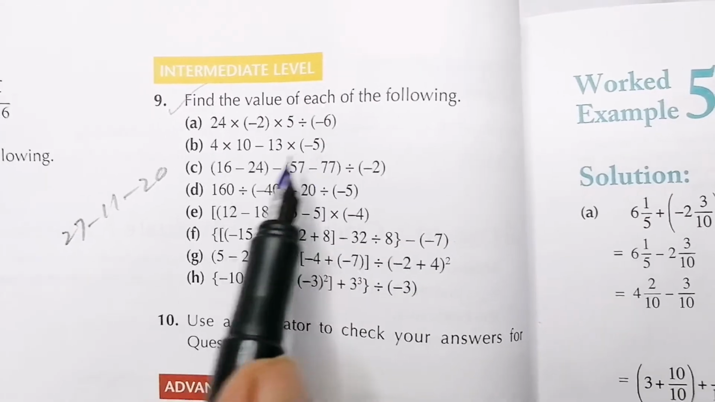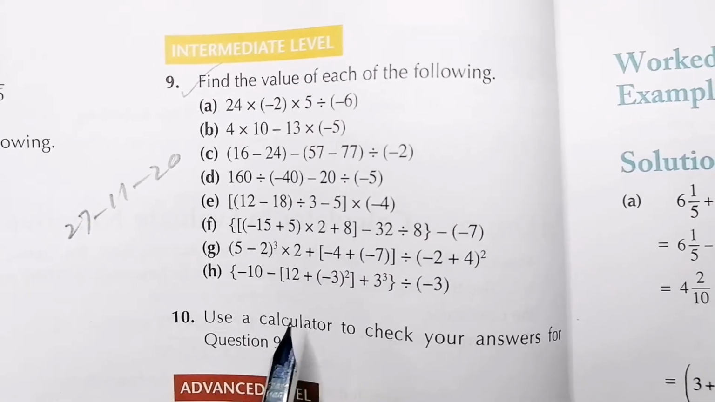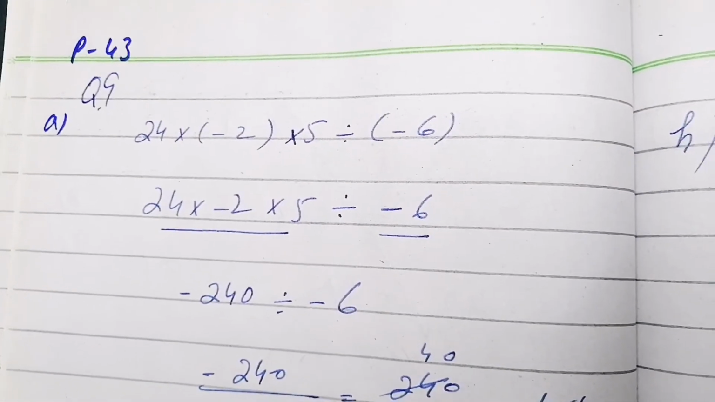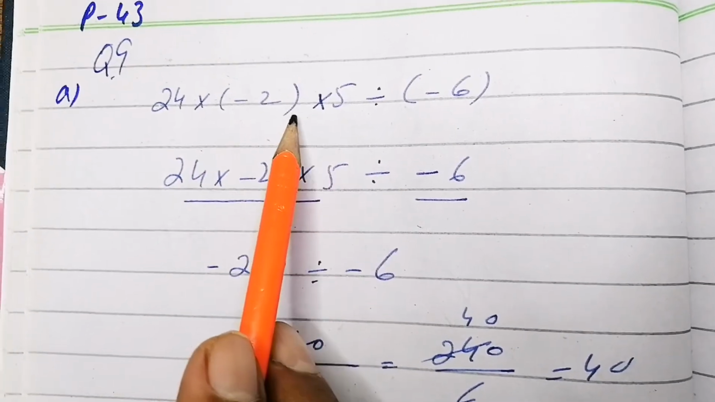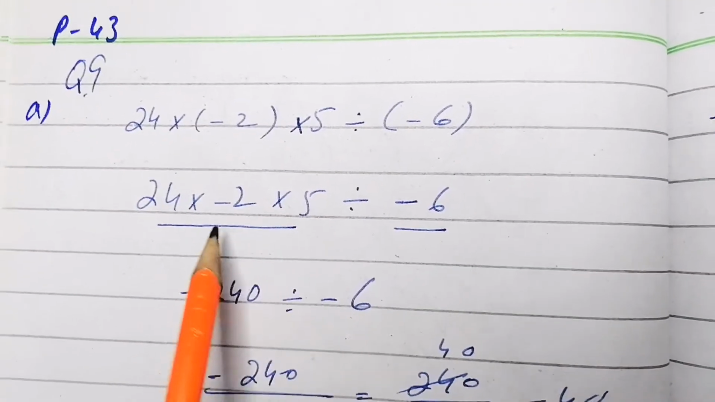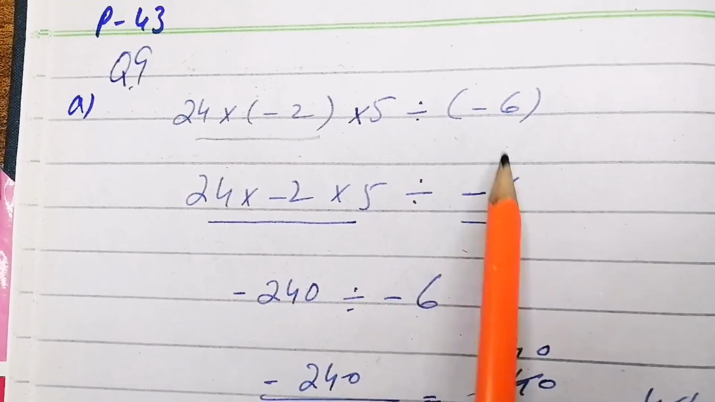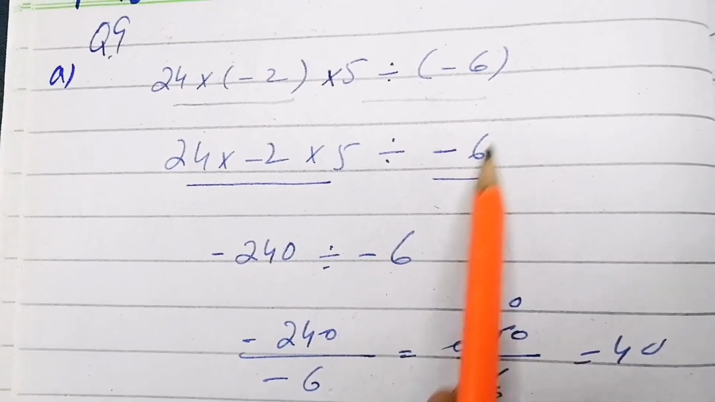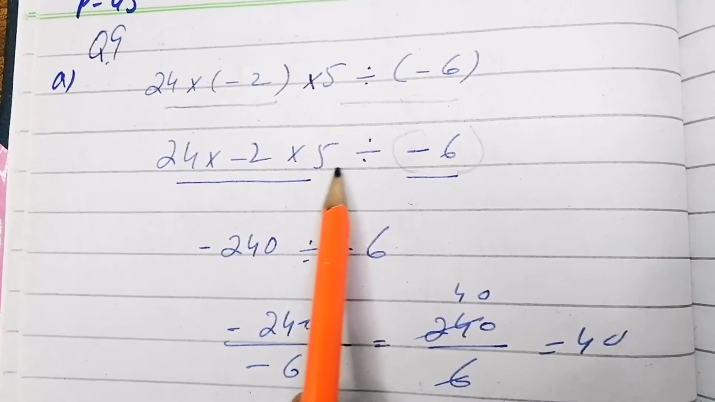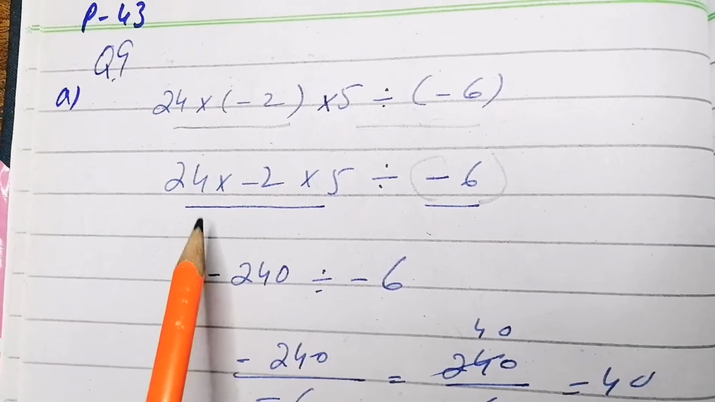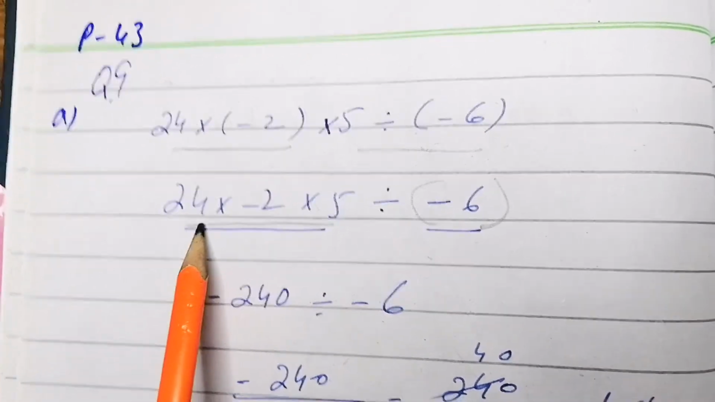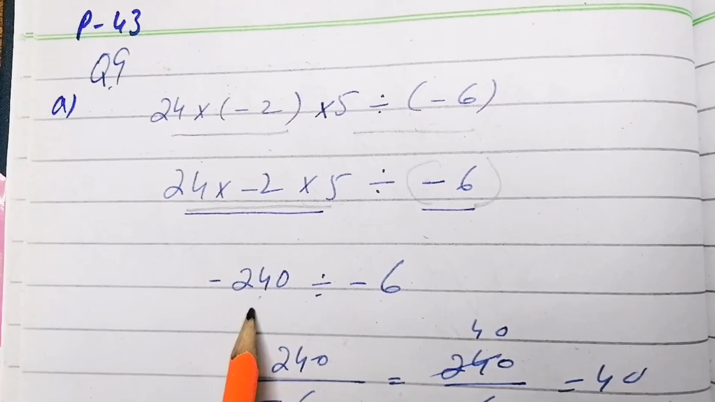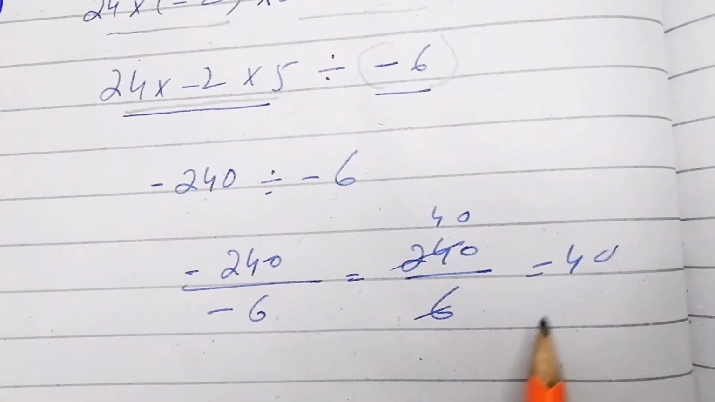So we have to find out the values. This is question number 9, find the values. Different operations are given, brackets are given, so we have to solve. I have done a few parts from question number 9 also. That is 24 multiplied by minus 2, bracket close, multiplied by 5 divided by minus 6. So you solve this bracket first, right? Division first here. So we remove the bracket and we put the sign here. Then multiply all these three numbers: 24 multiplied by 2 multiplied by 5 comes to 240, divided by 6. So you get 40 as the answer.